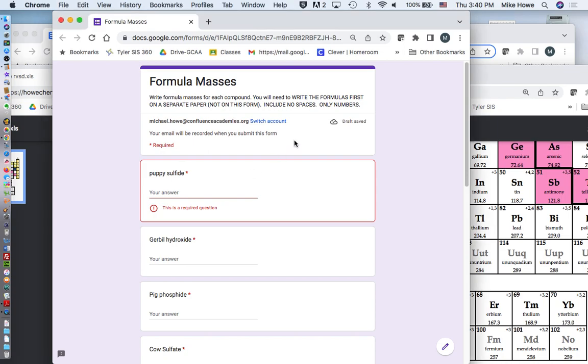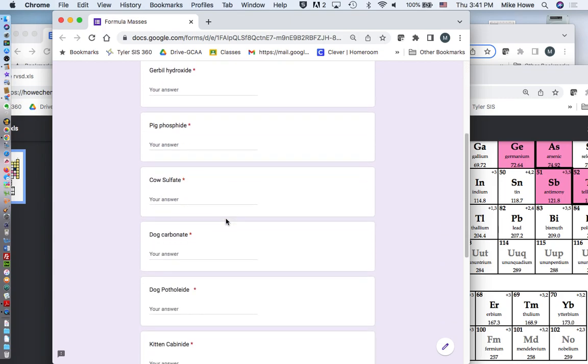This is a quick overview of how to do the Formula Masses quiz. I thought I'd make this before I leave here on Thursday before President's Day. The idea is that you would write the formula for the chemical that I made up here and then find its mass. So let's just do one that's actually on the quiz.